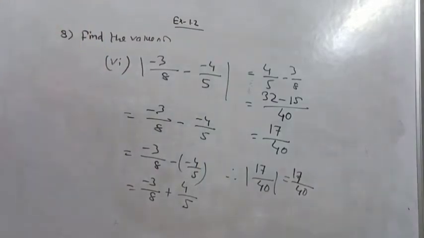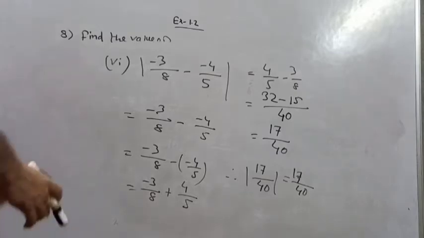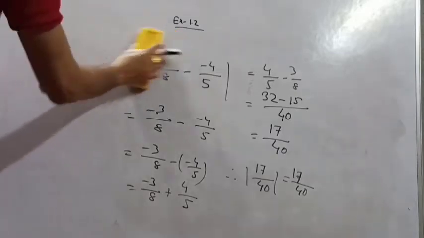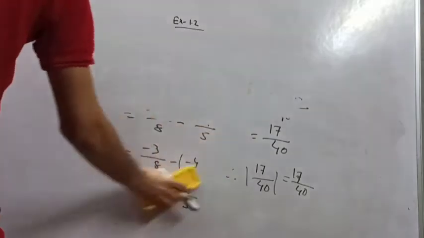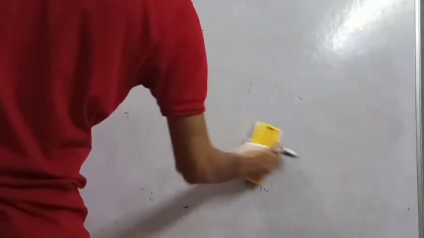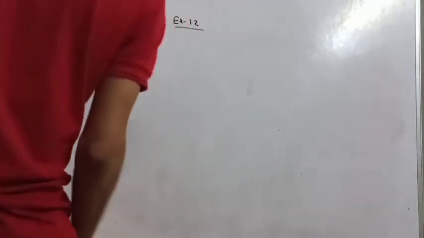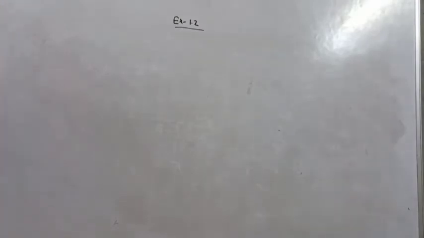Number 9 is just true or false, nothing more to do, both true. Next is 1.3, where you can see number line. I already taught the number line, it's the same. We have no need to do it. Next, number 2.